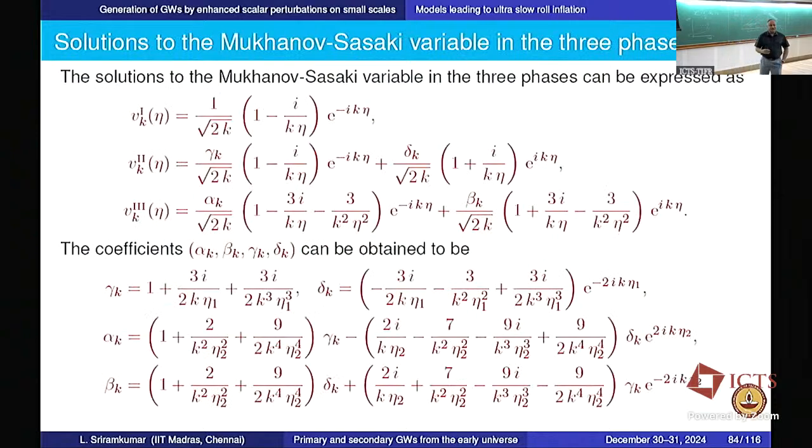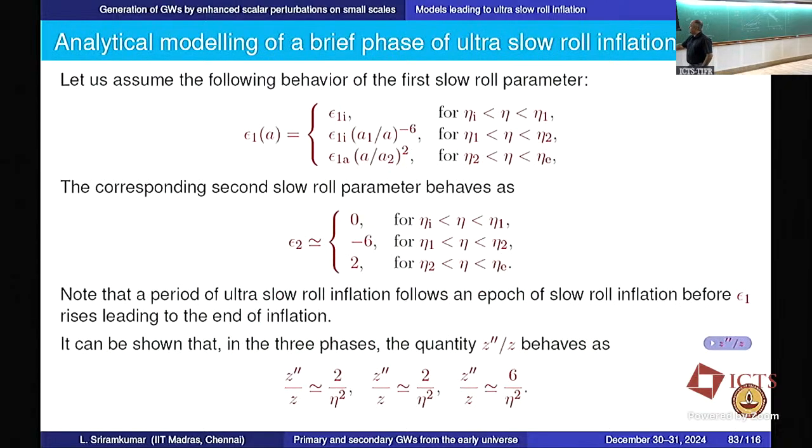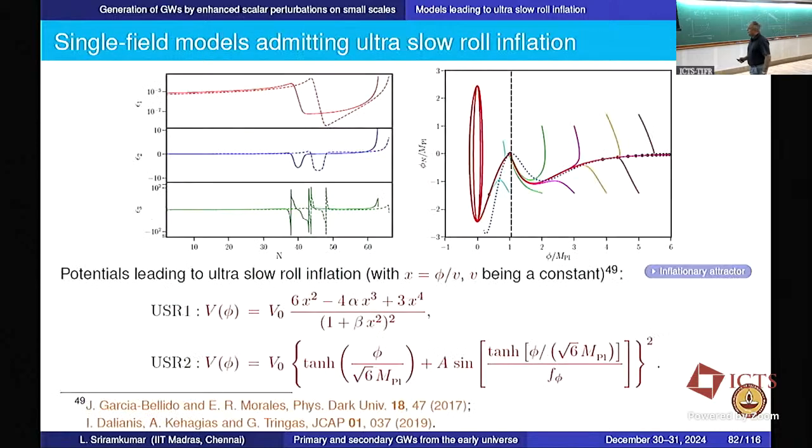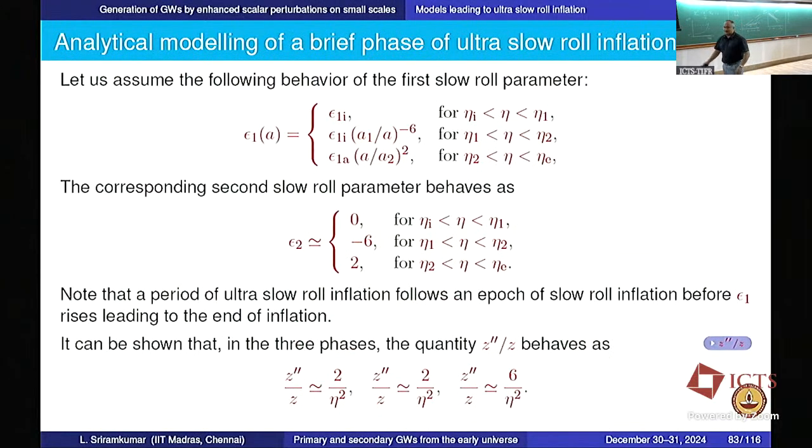You have 3 regimes. The first regime where you have the de Sitter modes that I talked about in the case of tensors. And in the second regime, remember, z double prime by z is 2 by eta squared. And therefore, the solutions are the same. But because there is a transition, I need to write them in terms of linear combinations. There is a subtle point. What happens is that this z double prime by z has some delta functions at these transitions.